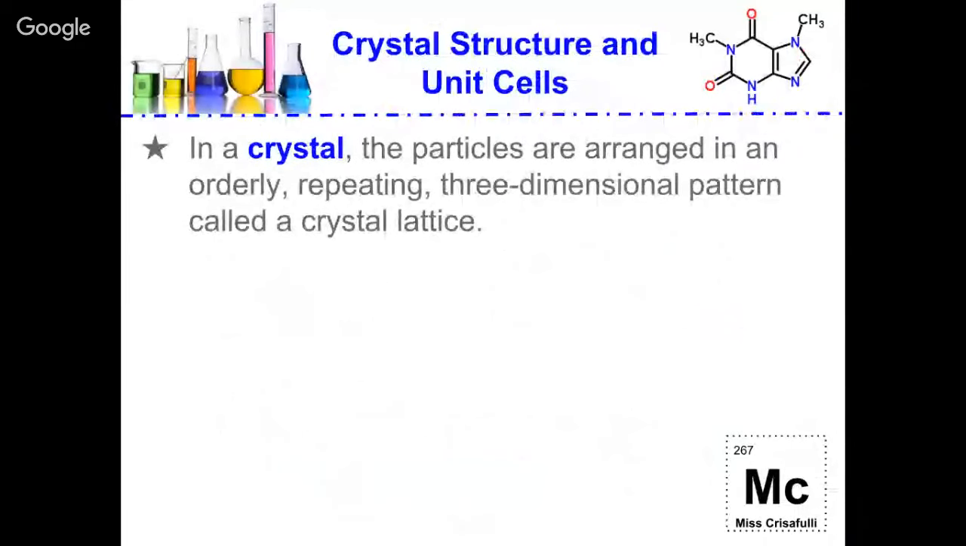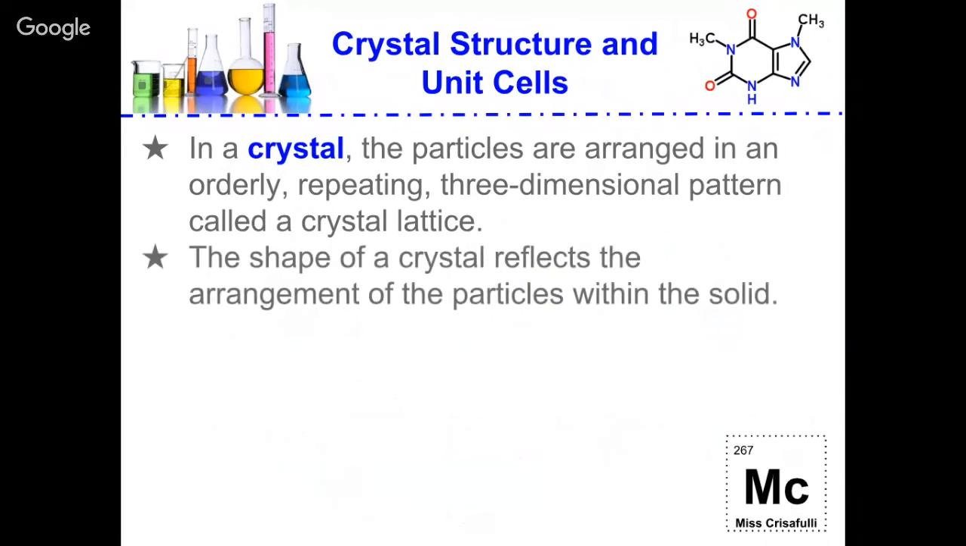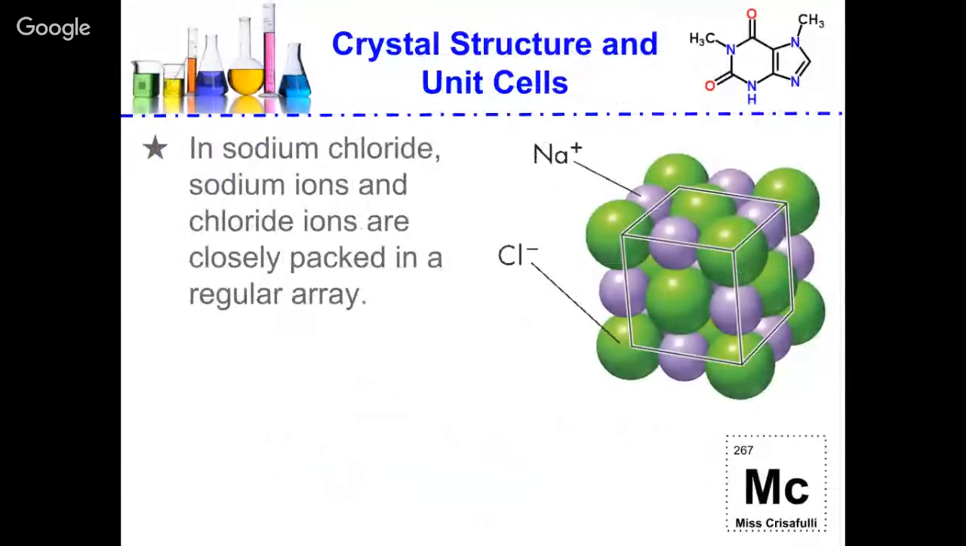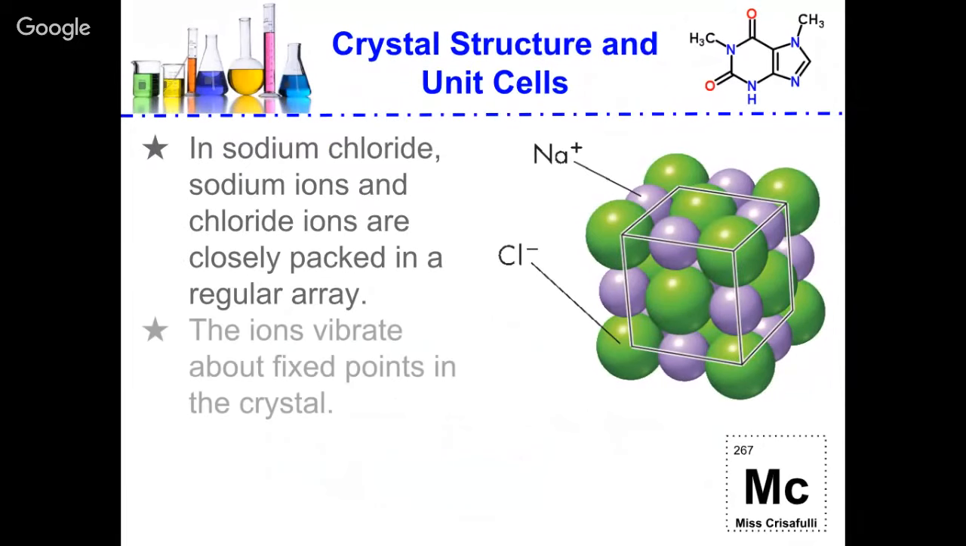In a crystal, the particles are arranged in an orderly, repeating three-dimensional pattern called a crystal lattice. The shape of a crystal reflects the arrangement of the particles within the solid. If we look at sodium chloride, the sodium ions and the chloride ions are closely packed in a regular array. The ions vibrate about fixed points in the crystal.